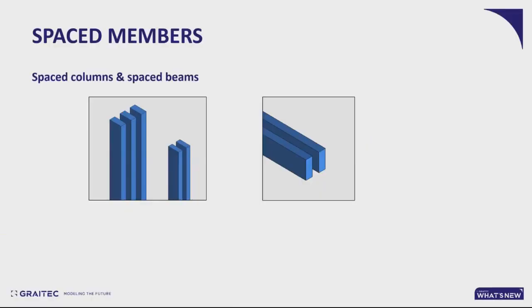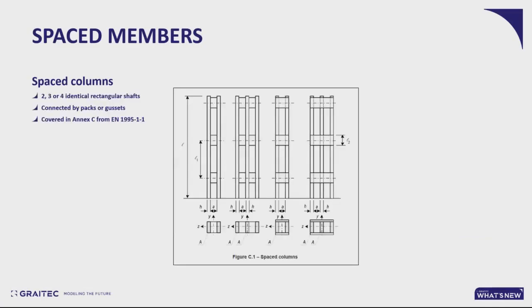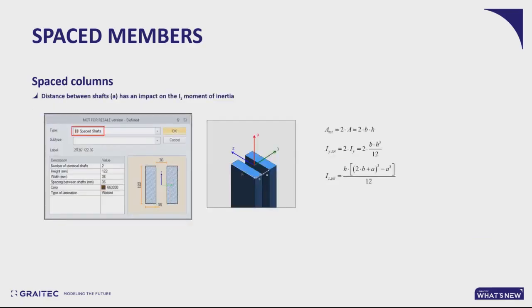So in Advanced Design, you will be able to define either spaced columns or spaced beams. And spaced columns will be made of 2, 3, or even 4 rectangular shafts that will be connected by packs or gussets. And the design rules are coming from Annex C from Eurocode 5 Part 1.1. So in Advanced Design, you will define the number of shafts, dimensions of each shaft, as well as the spacing between them. Because the spacing A has an impact on the behavior in one of the buckling planes, so it is not designed as a solid rectangle.